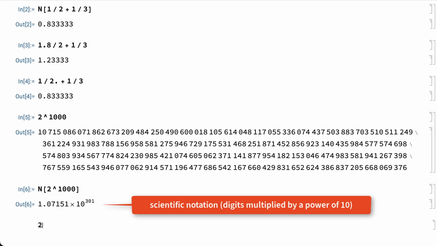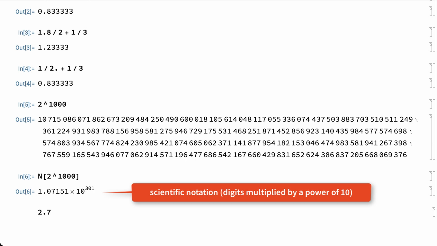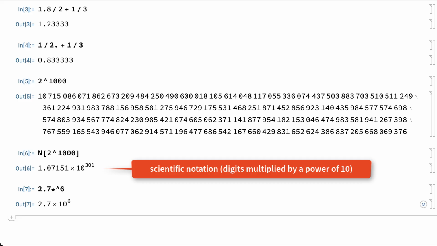Numbers can also be entered in scientific notation using an asterisk and a caret character between the digits and the power of 10. This input, for example, shows entering 2.7 times 10 to the 6th power in that scientific notation.